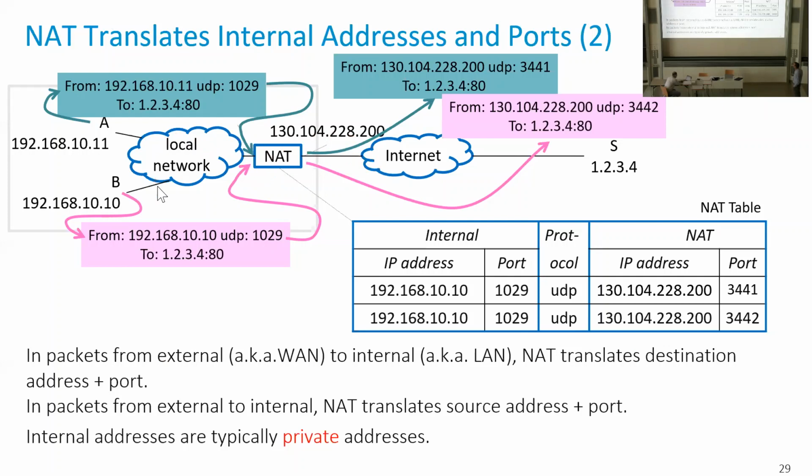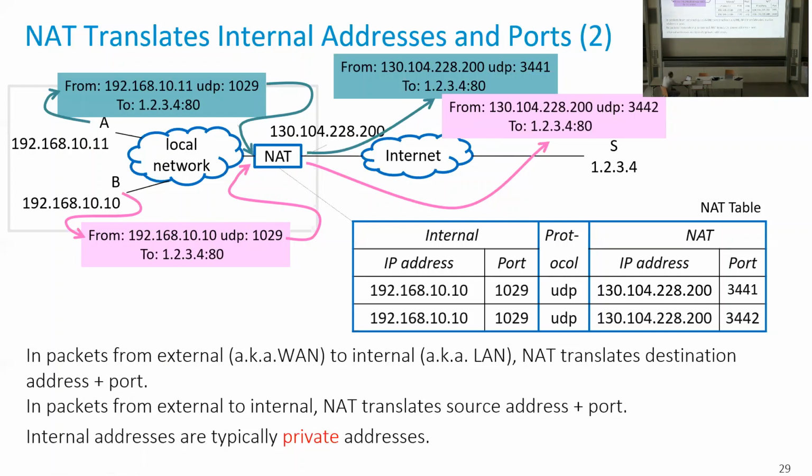So when a packet goes from machine B, I'll say B because the address of A is incorrect here, goes from machine B here, then we replace the source address here by the address of the NAT, and we must also change the port number here. We must change the port number.